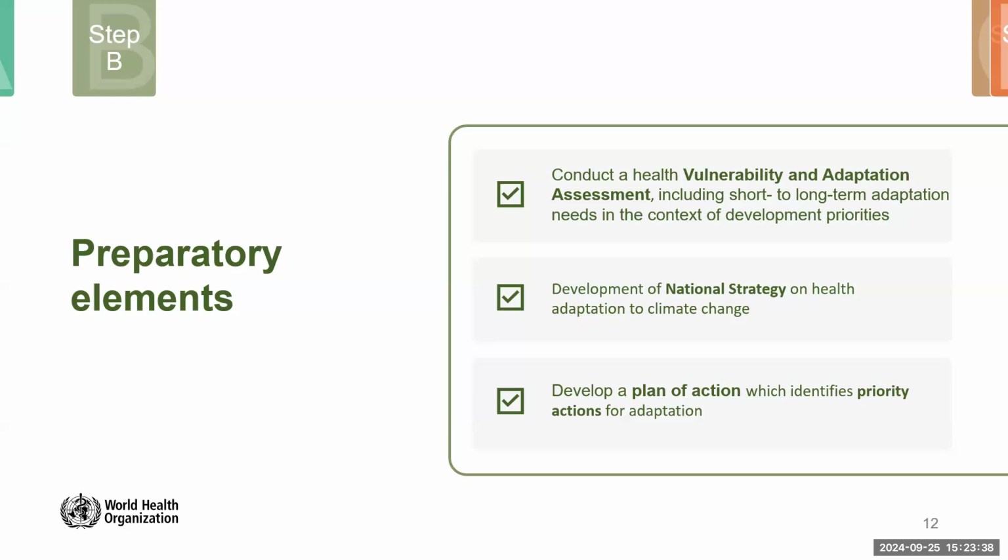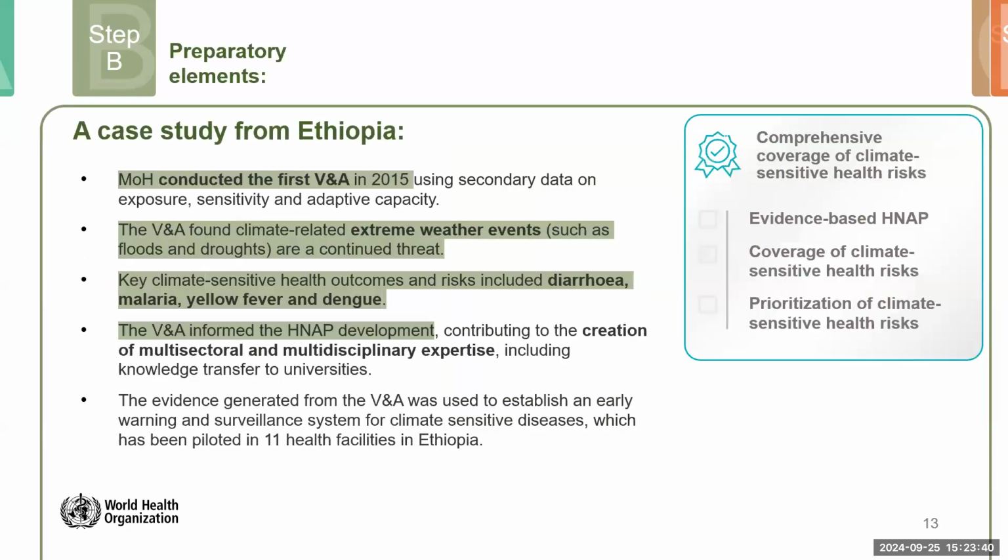So let us look at another country example. Let us look at Ethiopia. In developing their HNAP, at the preparatory element stage, looking at the comprehensive coverage of climate-sensitive health risks, first, they conducted their VNA in 2015. That was their first VNA that they conducted.